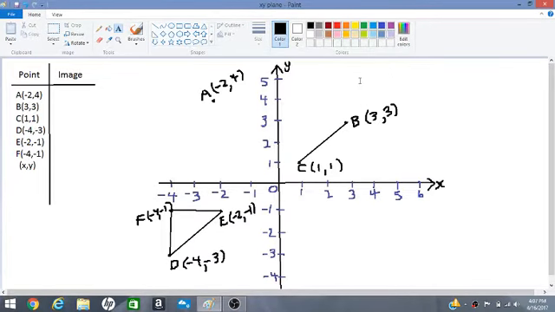Good day. We have a point, a line segment, and a triangle to reflect in the y-axis. And let's go ahead and do that.